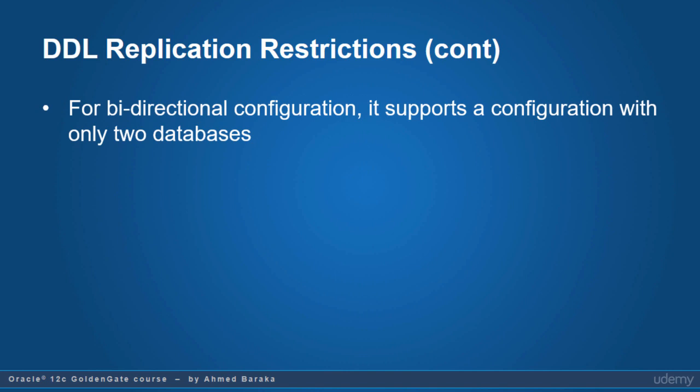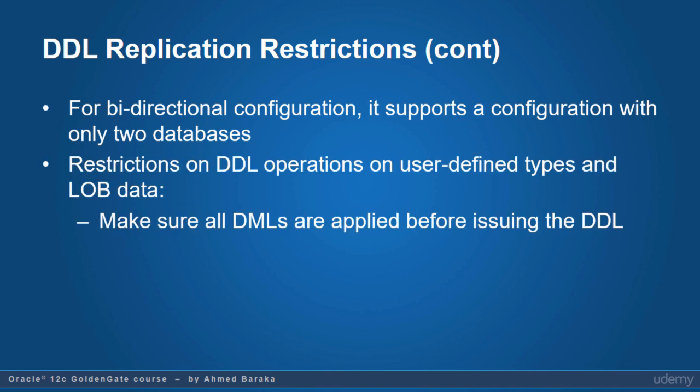If you are using DDL replication in a bidirectional configuration, your configuration must contain two and only two databases. You cannot configure DDL replication on a multi-master environment where more than two databases are configured. Also, if you apply a DDL operation against an object containing columns of a user-defined type or LOB data types, it is recommended to make sure that all the DML operations on those columns are applied before you execute the DDL statements.